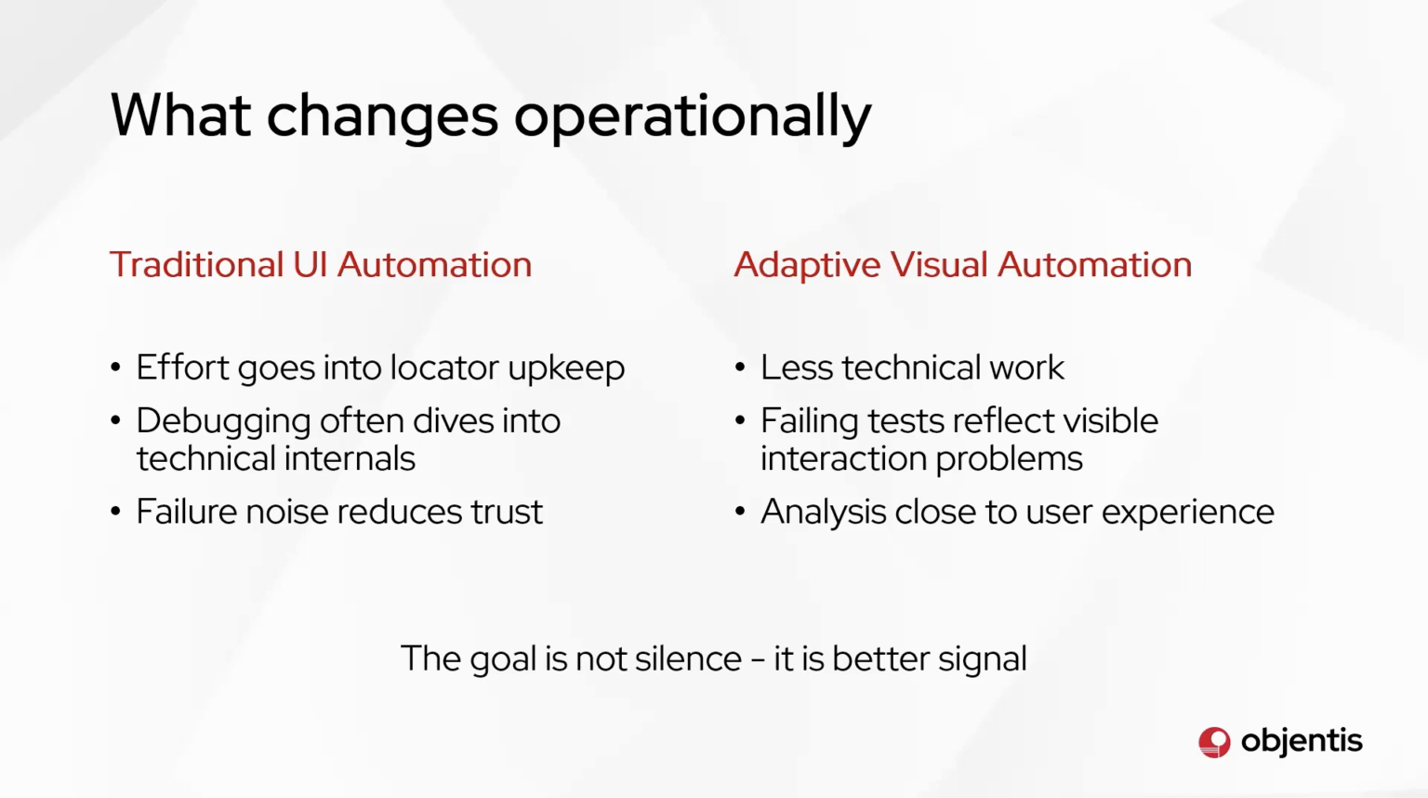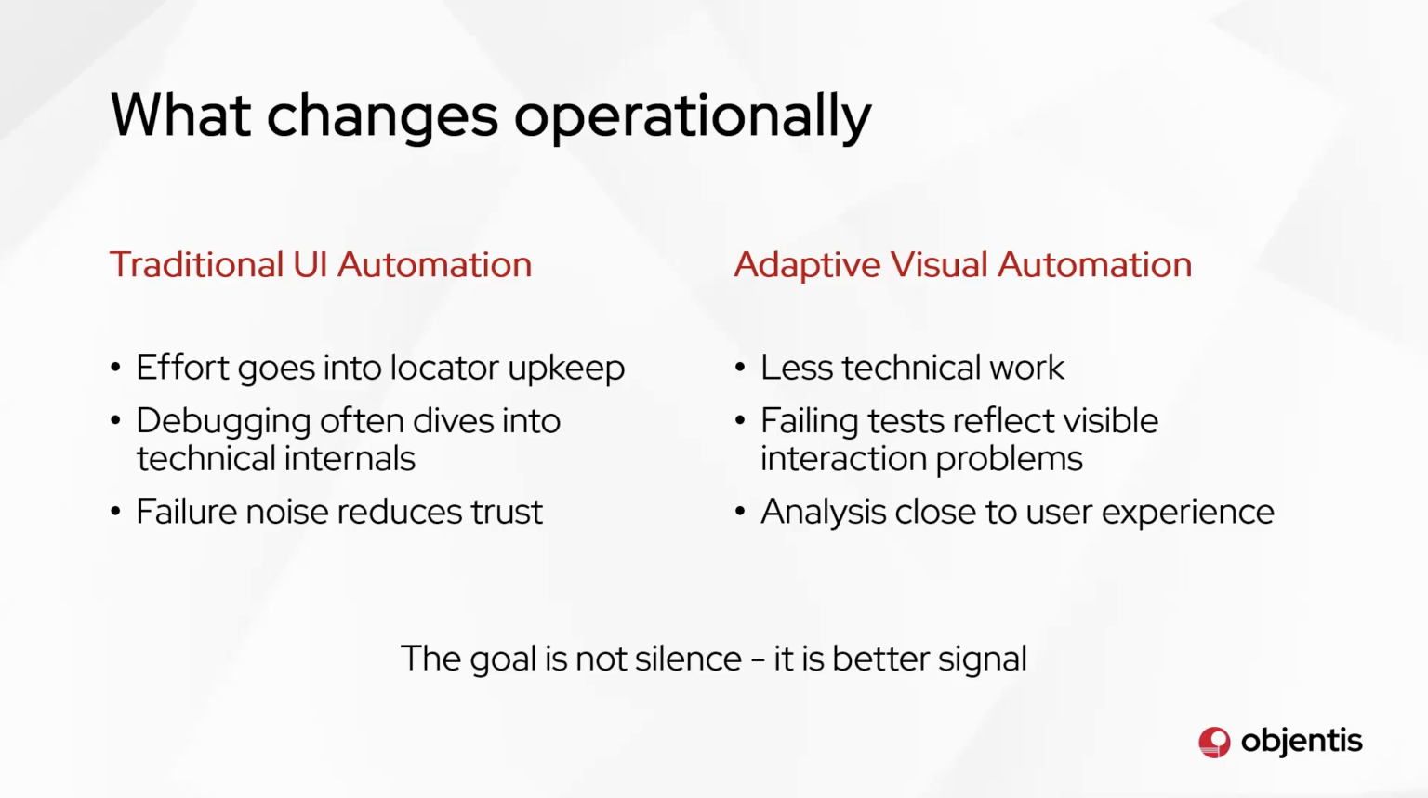So with the shift to adaptive visual automation, there is a bit less technical work, but failing tests are a much more direct reflection of visible issues on the user interface. So you can easily go to your product owner and say, okay, look, it now looks that way. That's why my test is failing. Is this what you think your users want to have? And so this follows up to the next point: the analysis is closer to the user experience.